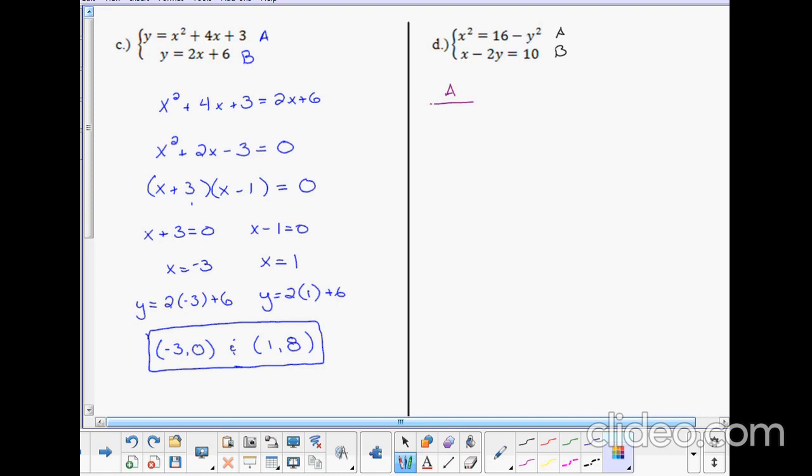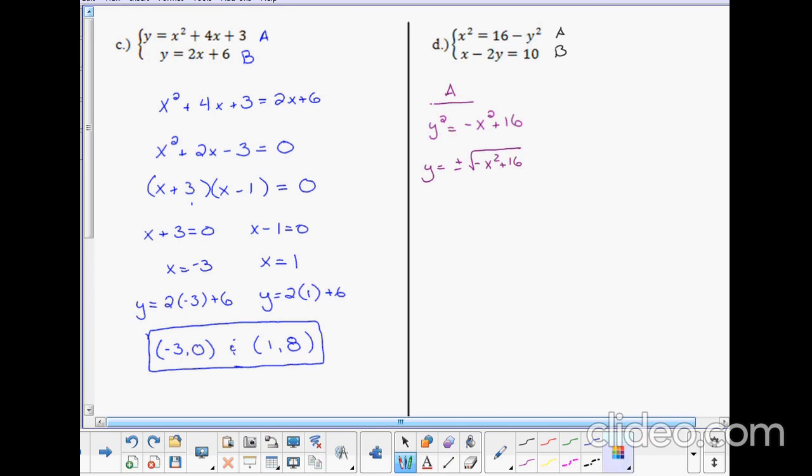So if I add y squared to both sides and subtract x squared, I'm going to get y squared equals negative x squared plus 16. This is going to end up being a circle here. I'm going to square root both sides, and so I'd have y equals plus or minus the square root of negative x squared plus 16.